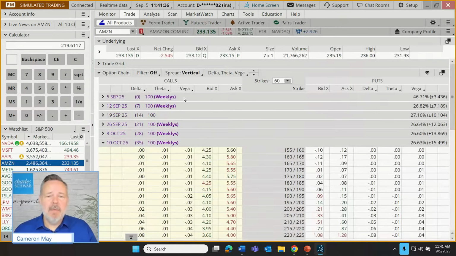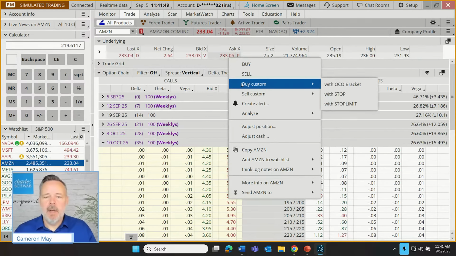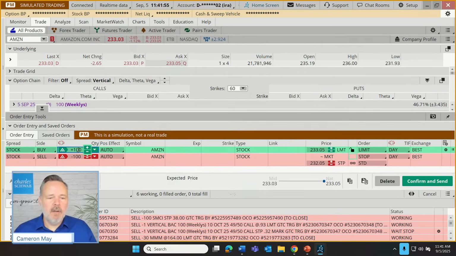Let's go to our trade tab. I'm going to click on the ask price. Let's buy about 20 shares. Keep it in the neighborhood of $4,000 to $5,000 for this investment. Right click, put in a custom buy order with a stop. Let's do 20 shares.